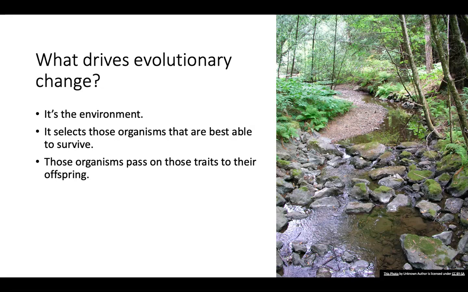That means it can select out organisms that are able to survive in that environment or get rid of organisms that aren't able to survive in that environment. And organisms that survive are able then to pass those traits on to their offspring. And that's how a species will eventually adapt to a changing environment and become suited to that particular environment to survive in.